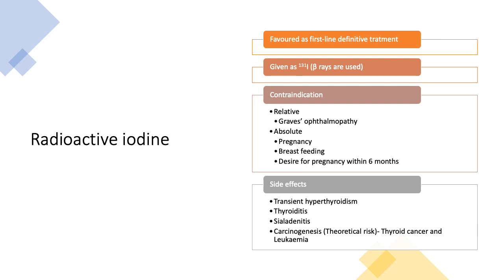Graves' ophthalmopathy is a relative contraindication for radioactive iodine, and absolute contraindications are pregnancy, breastfeeding mothers, and desire for pregnancy within 6 months. There are few side effects of radioactive iodine. There can be a transient hyperthyroidism due to insult to the gland, thyroiditis, and sialadenitis. There is an increased risk of thyroid cancer and leukemia, and for this reason, radioactive iodine is used with caution in children.